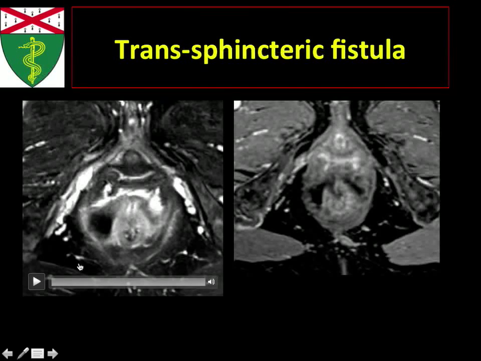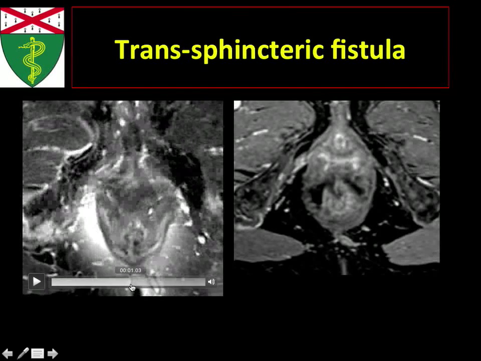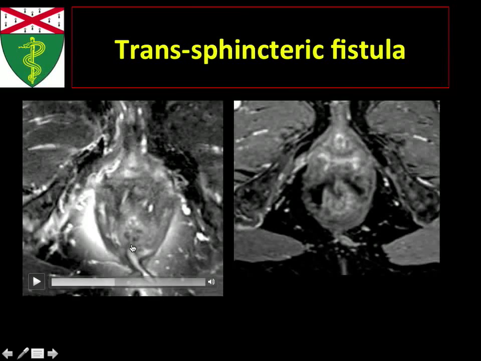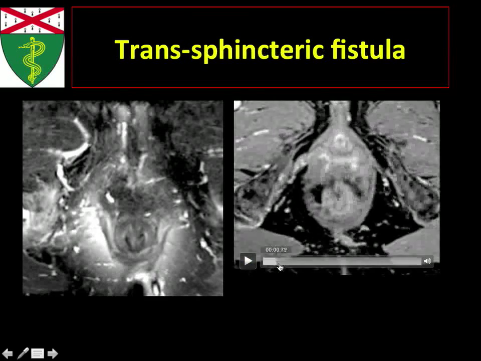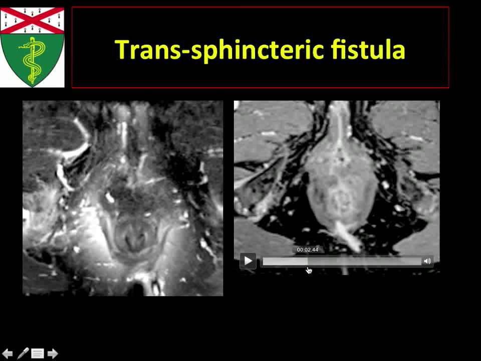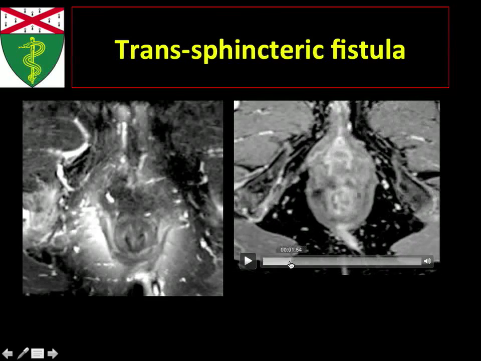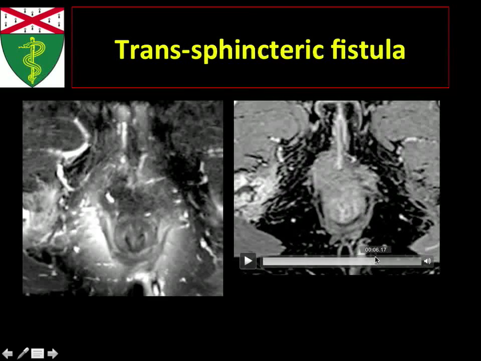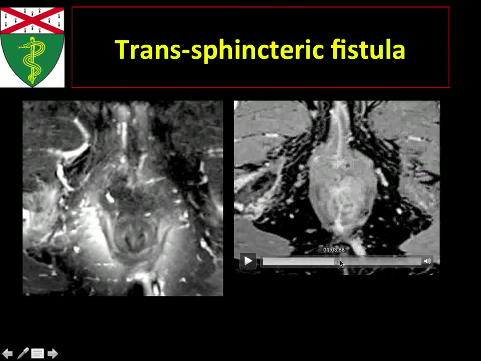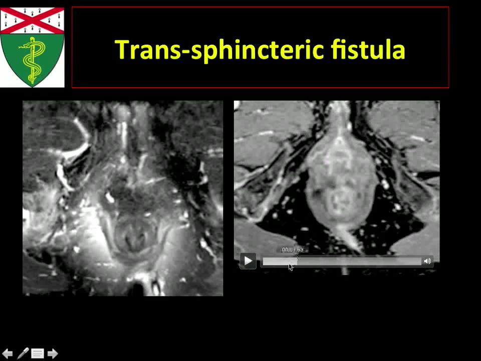This is a T2 weighted image with fat saturation. And we can see a tract that's coming from the 6 o'clock position. This is the internal sphincter. That's the external sphincter. It goes through both and goes downwards, terminating in the region of the left gluteal region. And with contrast, you can see that this tract rim enhances. Sometimes the rim enhancement may be difficult to appreciate because it's really small, but you have to window it and zoom up. But this is a fluid-filled transsphincteric fistula arising from the 6 o'clock position.